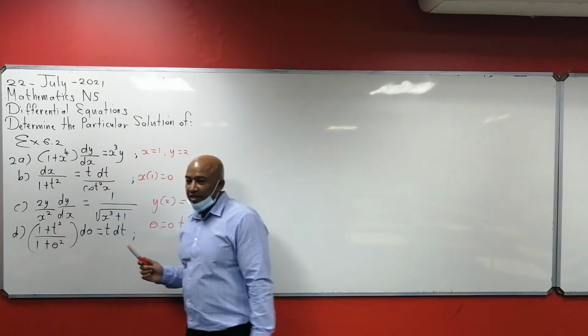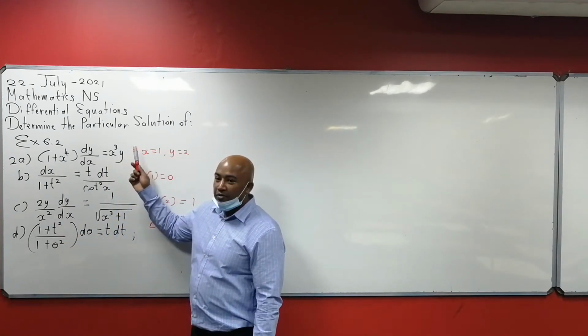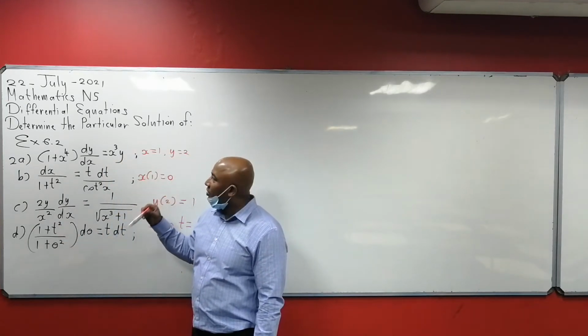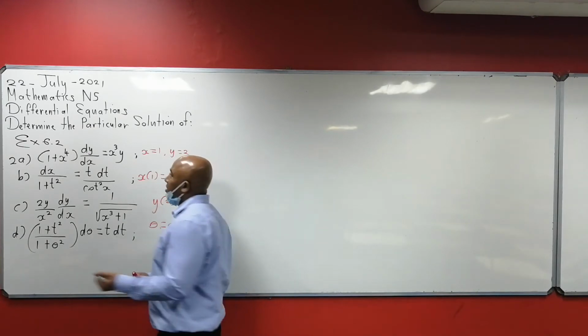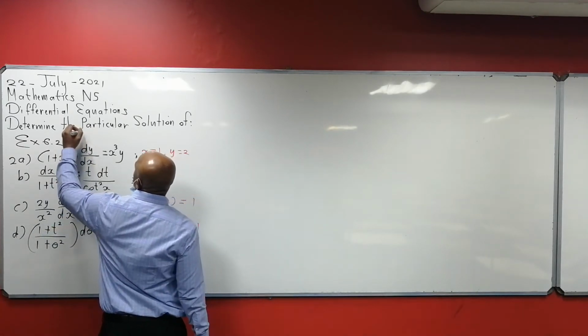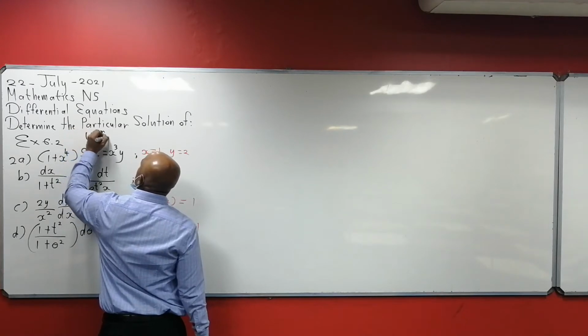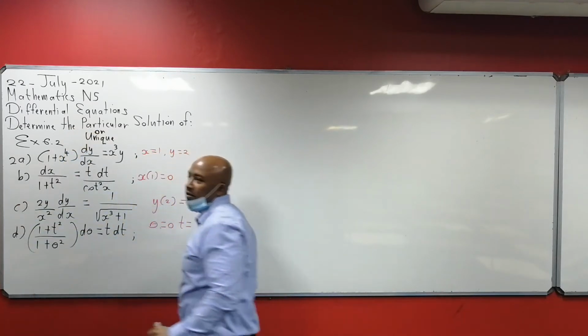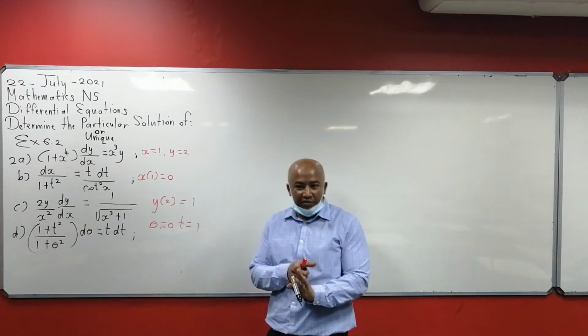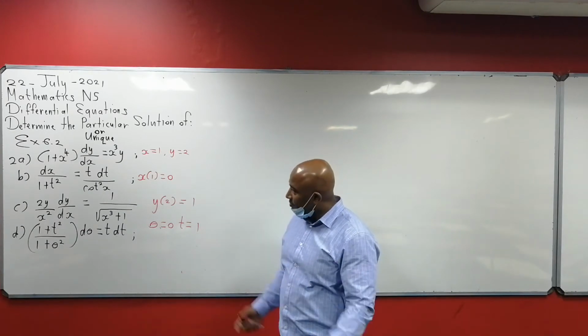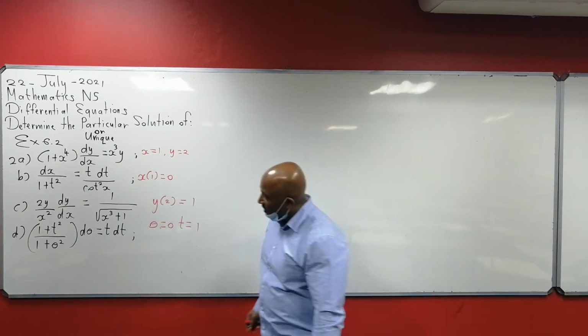Continuing from yesterday, we now deal with the particular, or it can be called unique solution. So if you see the word particular or unique solution, that means we want to find the solution at a specific point. Now, let's have a look at the first one.